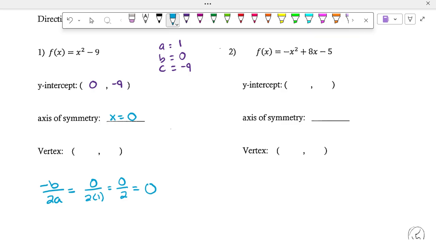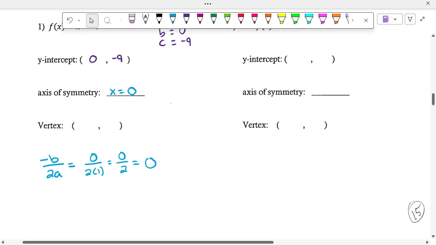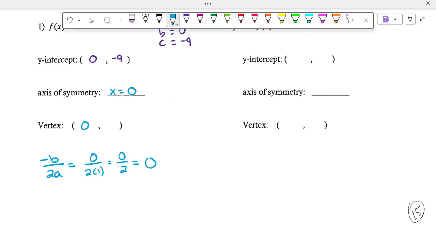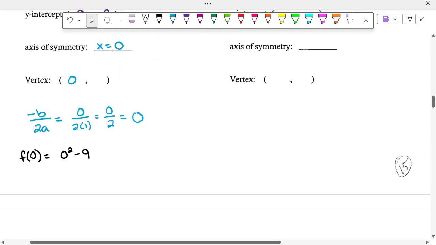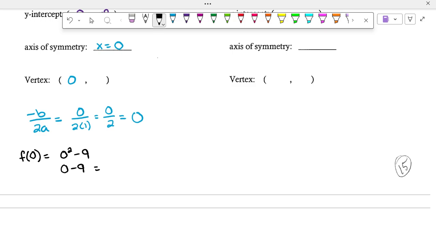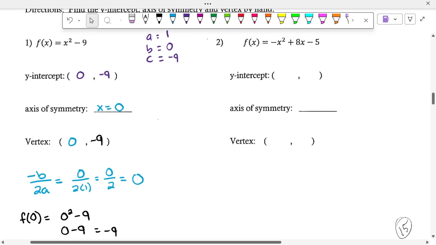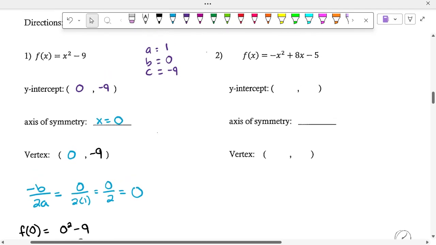Now, the vertex, we would take this 0. That's the first value of our vertex. The other value, that means we would have to take f of x and find f of 0. So real quickly, I'm going to plug in 0 into my original function. What's 0 squared? 0. Subtract 9. What's 0 minus 9? -9. So what's true about the vertex in this case? It's also the y-intercept.